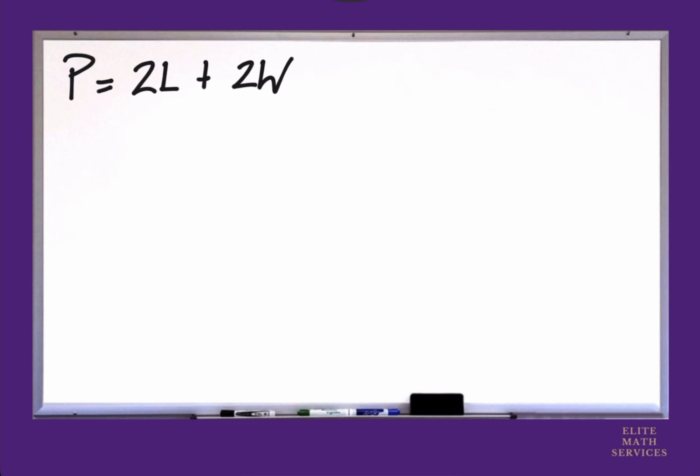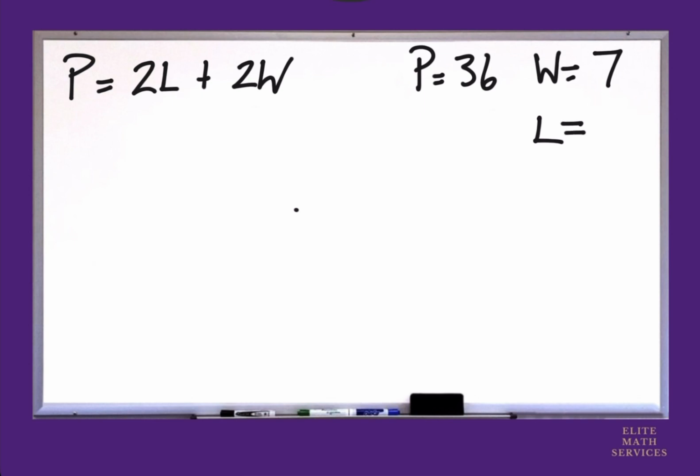So I'm going to give an example of what you may see in this type of problem. So they'll usually give you the perimeter. So the perimeter here is 36. And then they'll give you one side. They'll either give you the length or the width. So here I'm going to give you the width, and the width is 7.